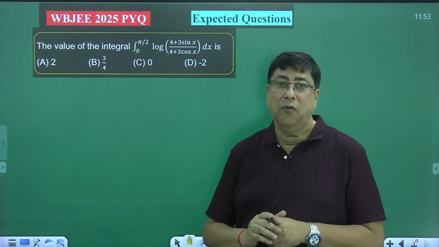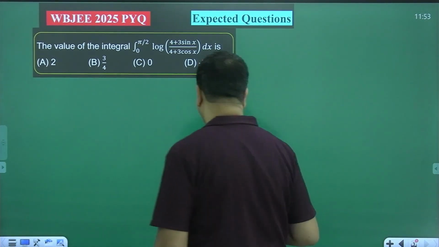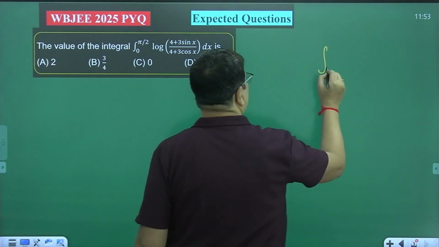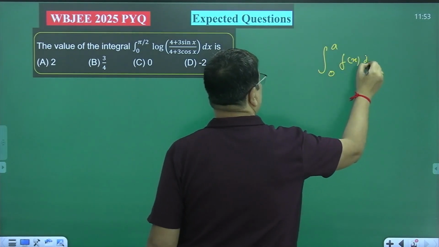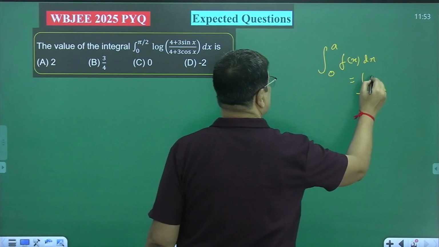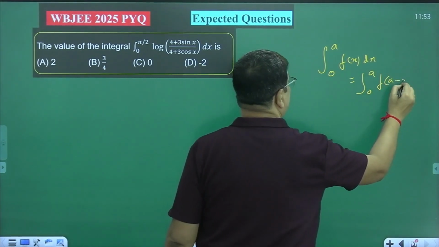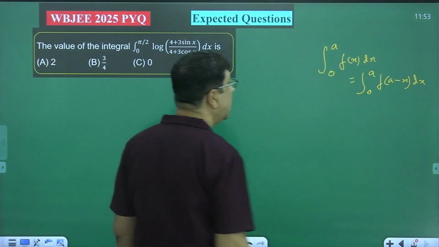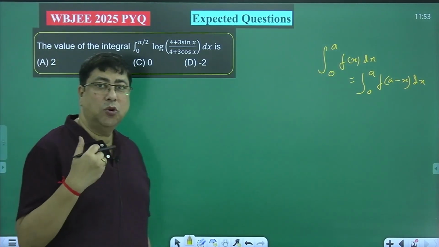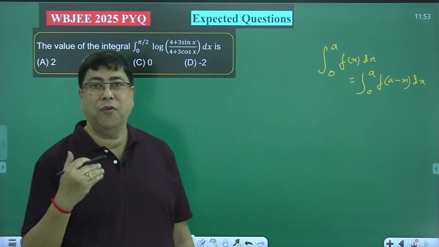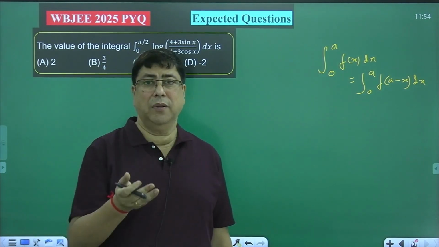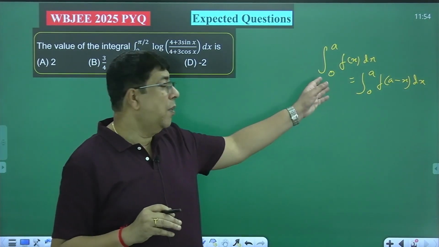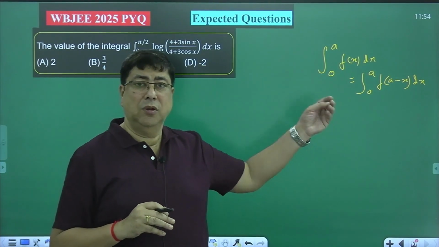Let's solve. And what is the king's property? First of all, we have to know the king property is that integration 0 to a f(x) dx equals integration 0 to a f(a minus x) dx. This is the king property. Actually, integral a to b f(x) dx equals a to b f(a plus b minus x) dx. So this is the main part of the king property, but it's okay. This property is a very important property. So let's apply.